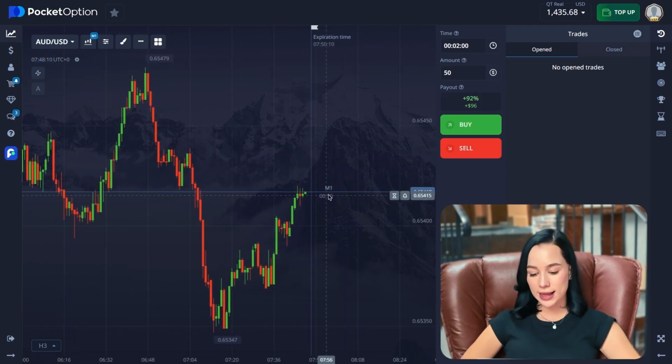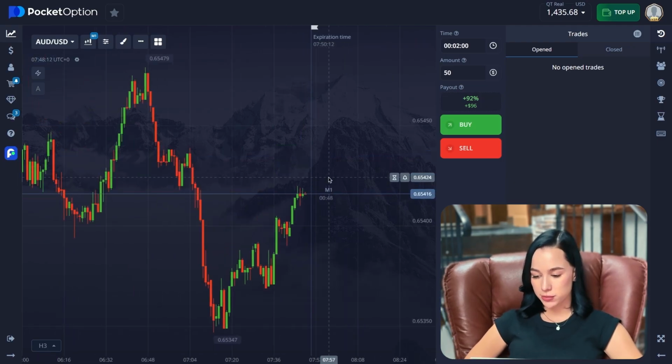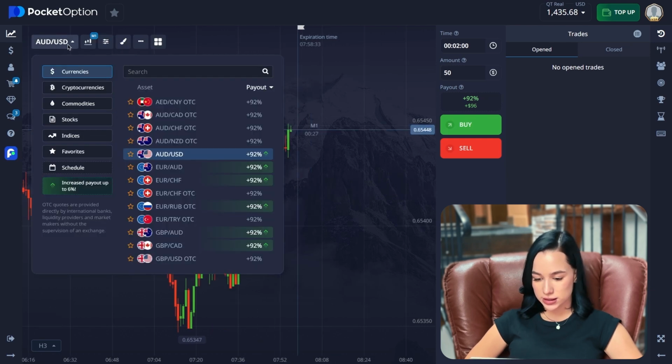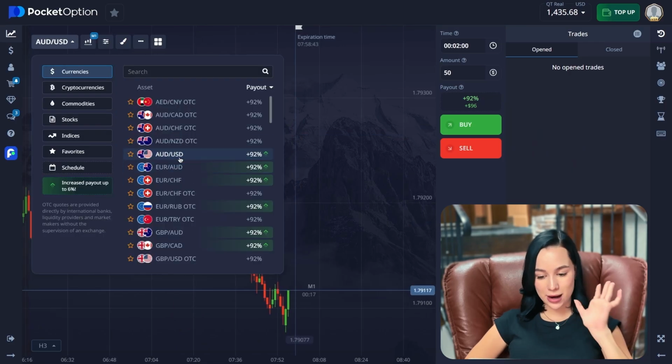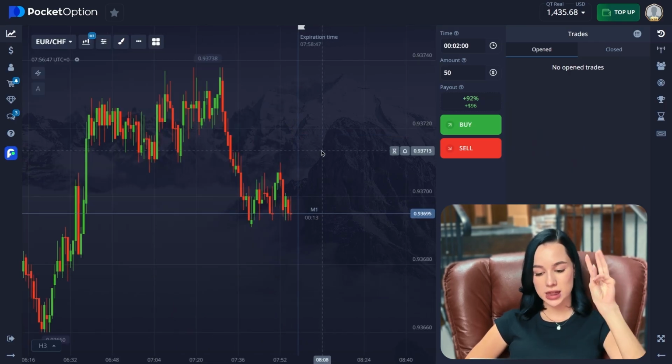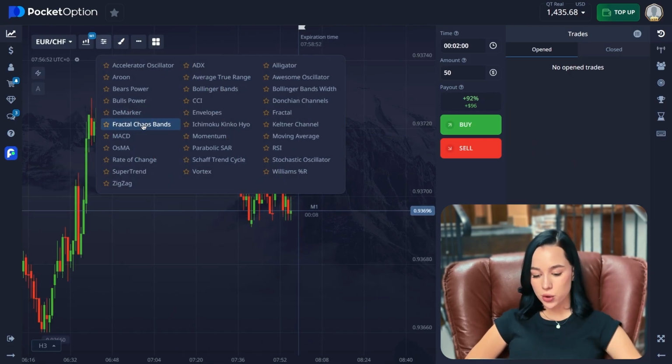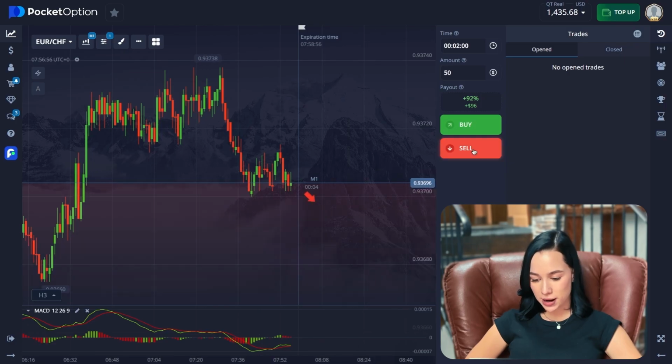Okay, perfect. And now let's change and find some other currency pair. As you can see, all of our trades are looking really nice. So let's find something else. And now we're going to talk about the third thing, the indicators. So we need to click here and let's choose the MACD, for example.